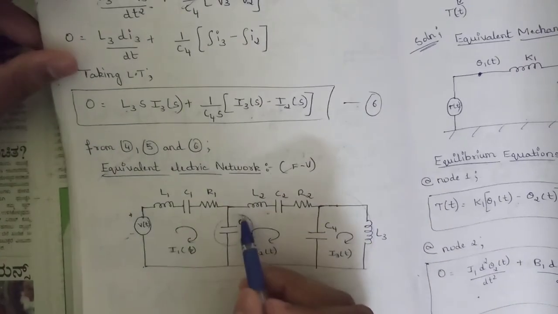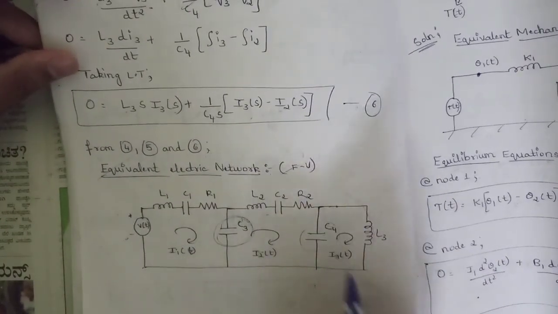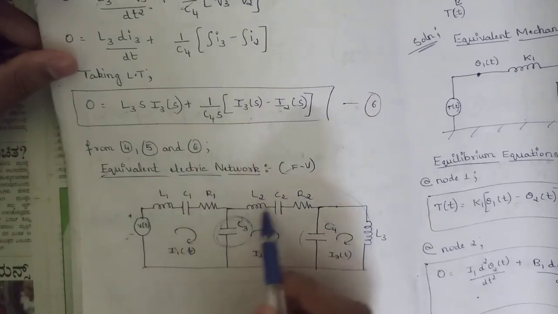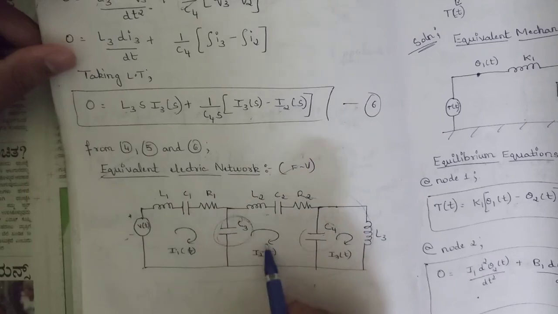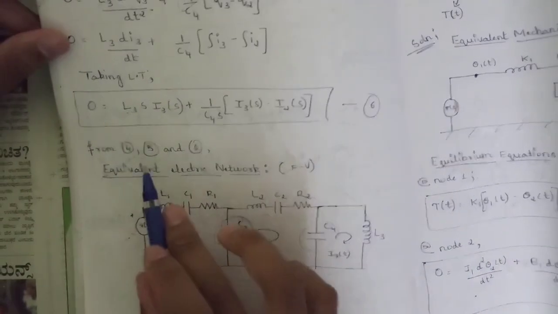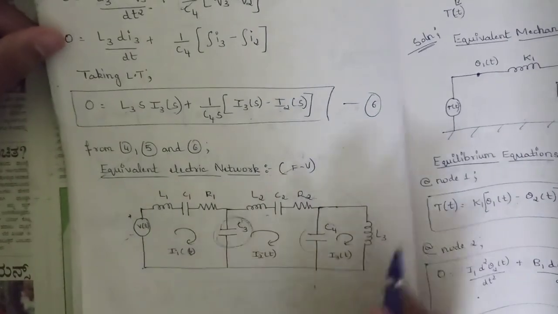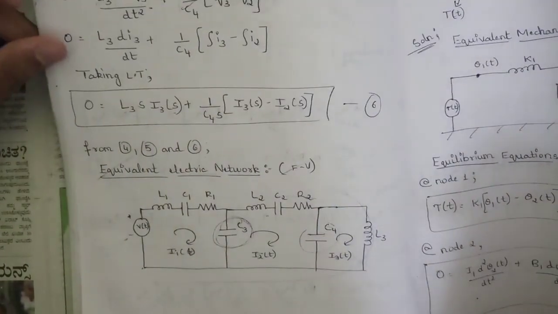So in this way, here we can see that C3 lies between the I1 and I2 loops, and C4 lies between the I2 and I3 loops, and L1 C1 R1 and L2 C2 R2 are in series respectively for the loops I1 and I2, and for I3 we have only one single component, L3. So compare all these equations 4, 5, 6 and draw the equivalent electric network. Okay, so that's all for this question.